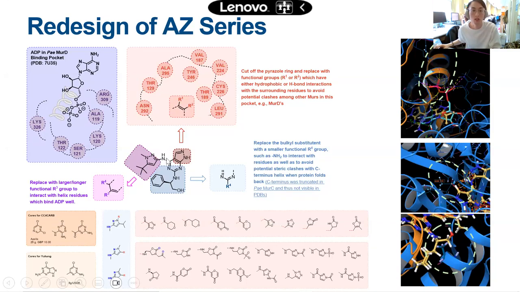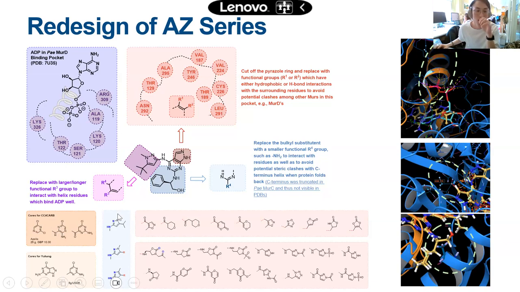Zoom in. So this is a basic design we've done with Joe. Basically we are focusing on modifying the structure of the AZ595. We have several plans, where we decided to cut this big group off because it has the potential risk of clashing with the C terminus. Then we decided to add a bit more flavor to these two positions because it can potentially bind to the helix residues, which are prevalent among the four Mur ligase families. So that's what we are trying to do.